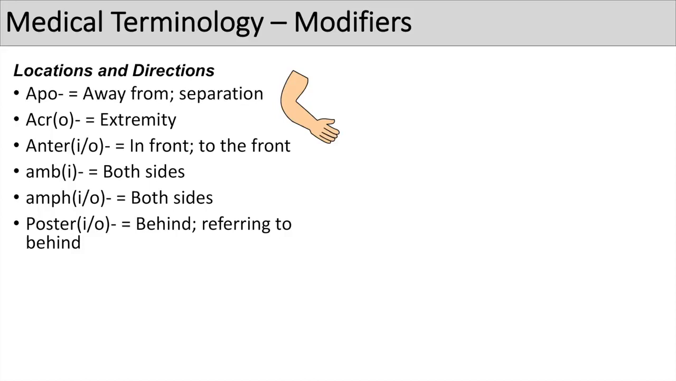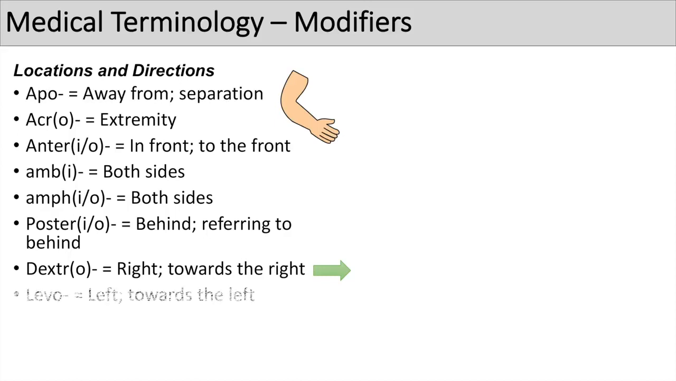The next prefix is posterior or posterio. This means behind or referring to behind. So we can think of the word posterior. That's pretty easy to remember. The next one is dextro. This means right or towards the right. In this case, you might hear of the condition dextrocardia, when your heart is pointing toward the right side, or the opposite of where it should be. The next one is levo. This means left or towards the left.